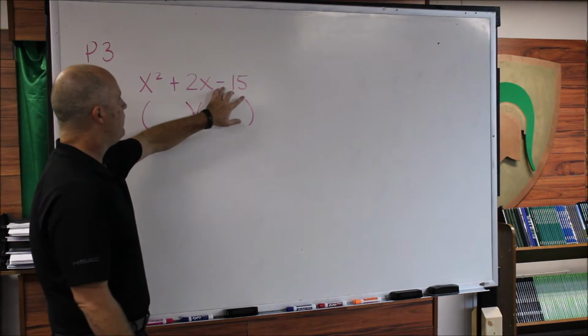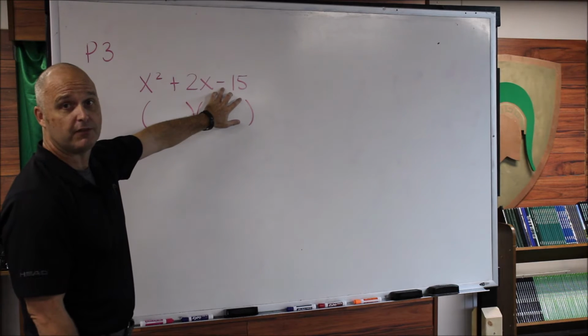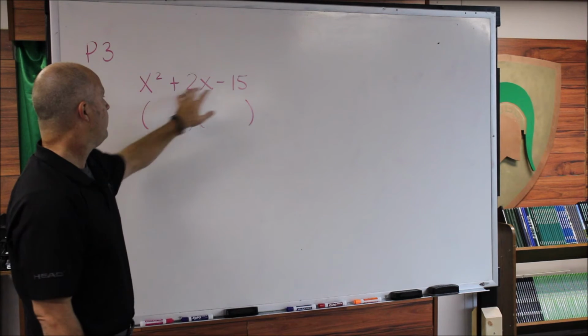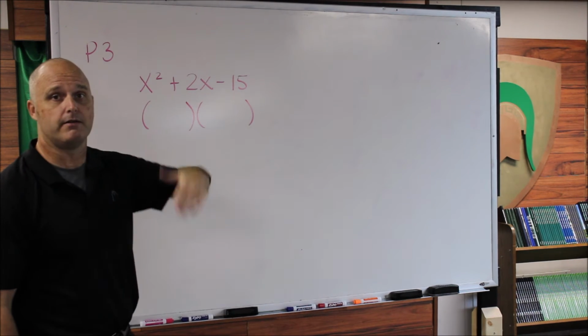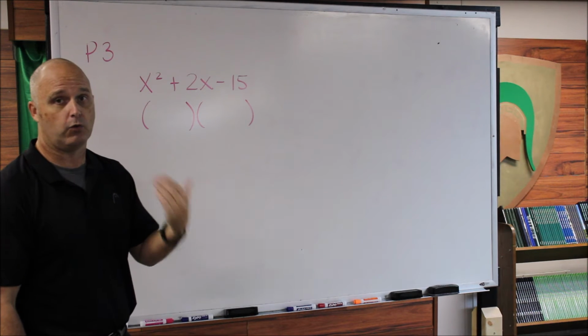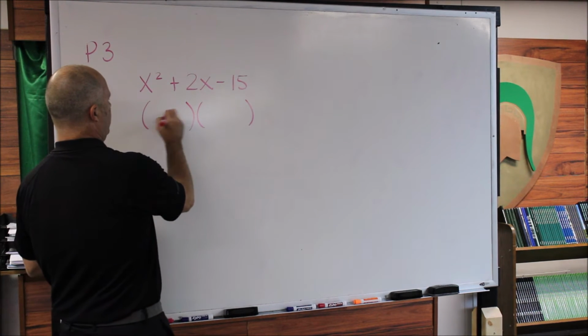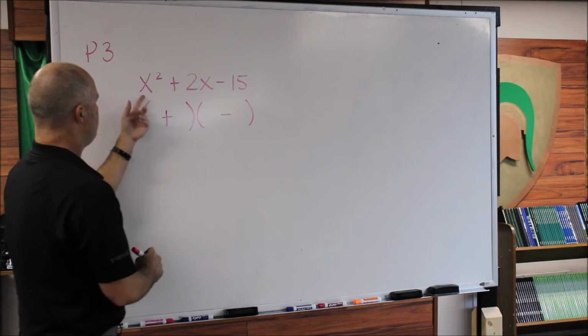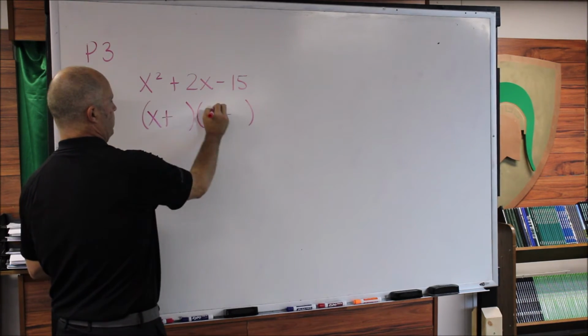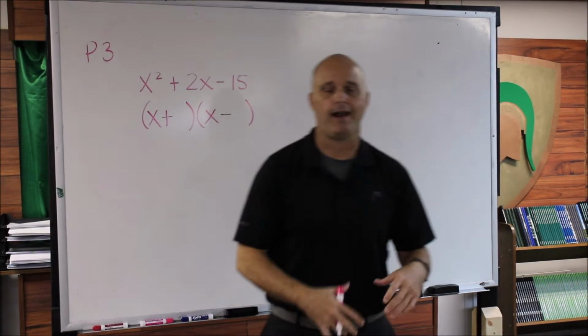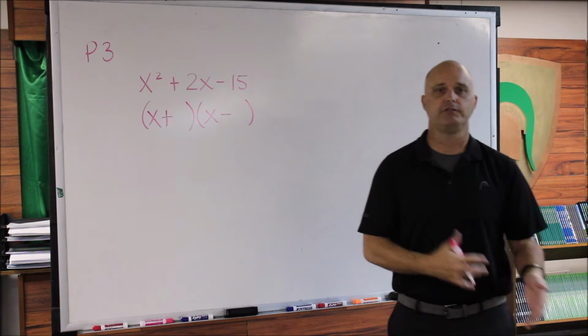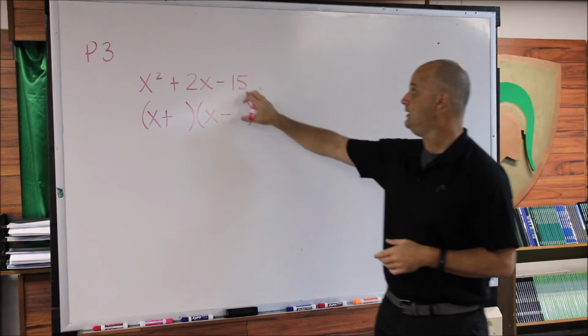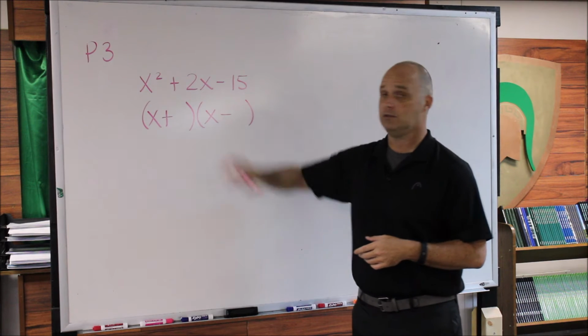So I know that this negative tells me that the signs are going to be different. And this positive tells me that the bigger number in my factor pair is going to be positive. So I'm going to go ahead and put a positive there and a negative there. And I'll just go ahead and take care of these x's and put them there. Okay? So I've already got half of this problem done. Now I've just got to figure out what are the factors of 15 that subtract to 2.